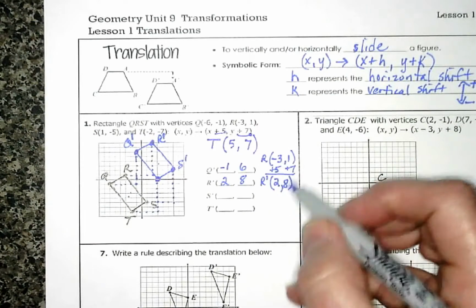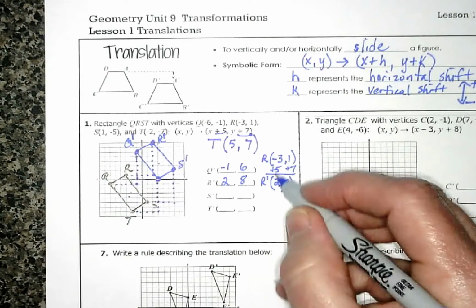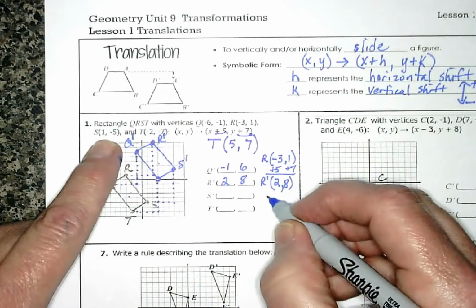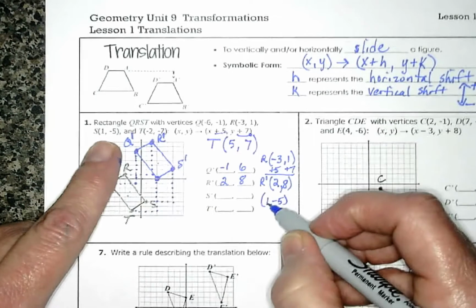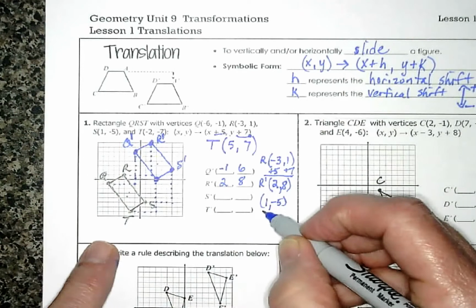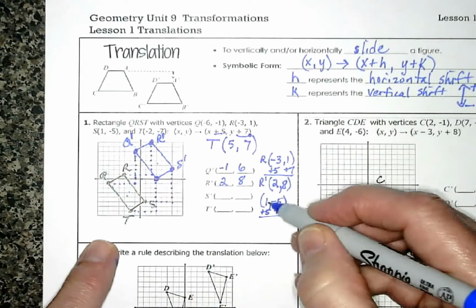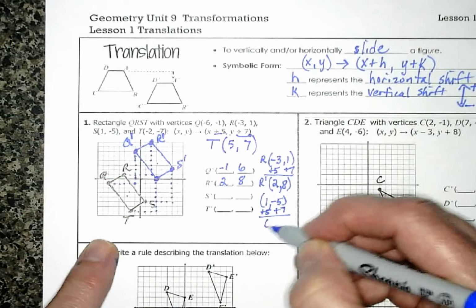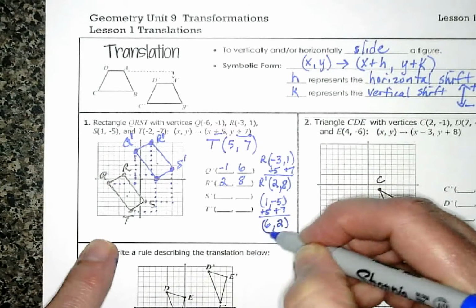Let me show you. I think everybody knows how to find the points this way. You're going to count. But let me show you this method again. I have the point S, which is at 1, negative 5. I'm going to translate both of those. I'm going to plus 5 for the x and plus 7 for the y. 1 plus 5 is 6. Negative 5 plus 7 is 2. That is my new S.